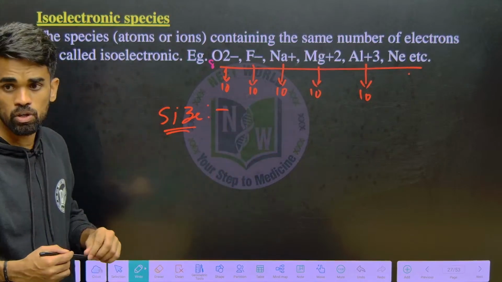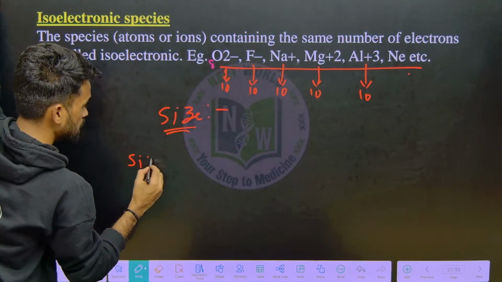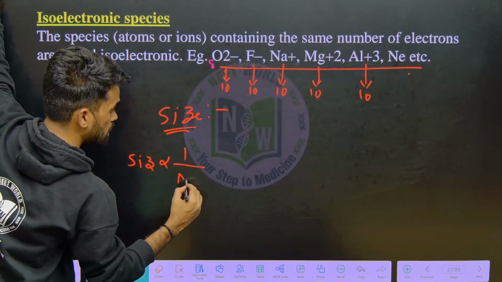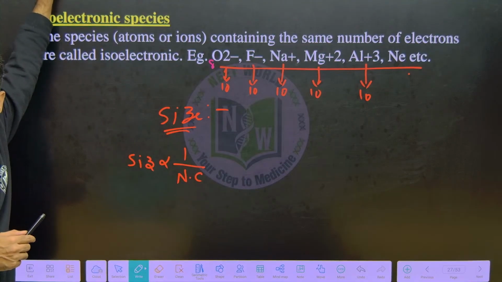Now what I told you: size is inversely proportional to nuclear charge. Did we discuss that or not? Where do we have more nuclear charge?